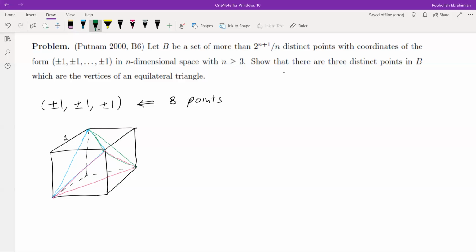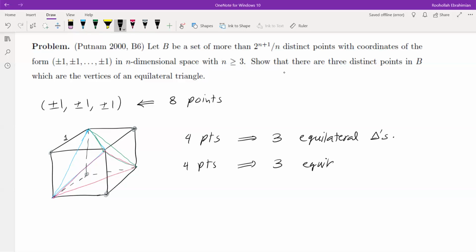And then I can get another 3. So using these 4 points, I get 3 equilateral triangles. And then the other 4 points exist that you can create another 3 equilateral triangles. So I won't draw that one, but they are going to use these 4 points. This point, this point, this point, and that point. Those 4 points are going to give you another 3 equilateral triangles. So overall, we have 6 equilateral triangles.